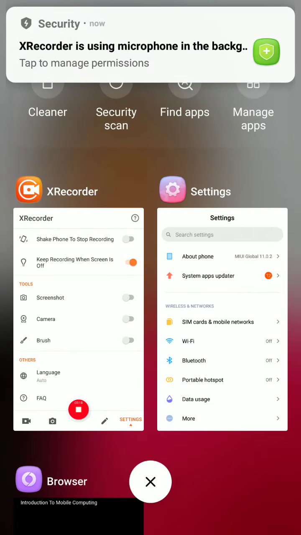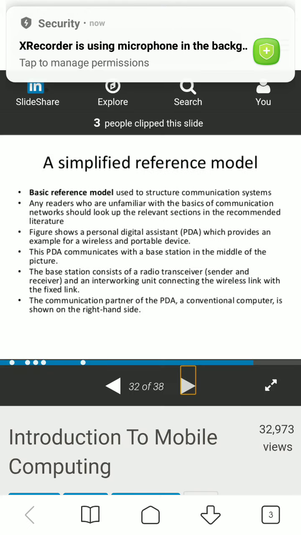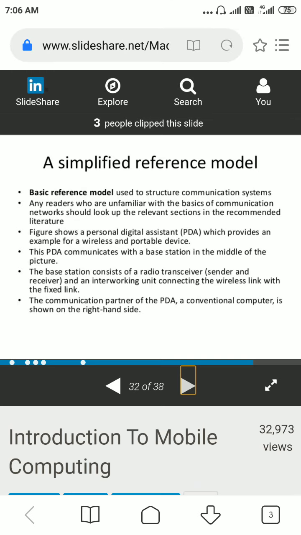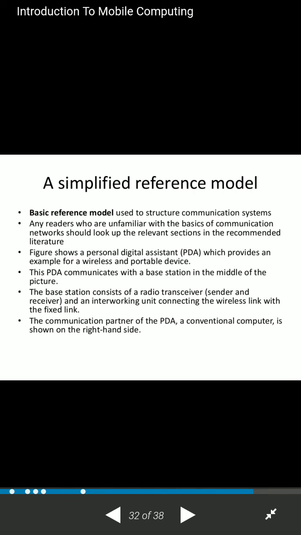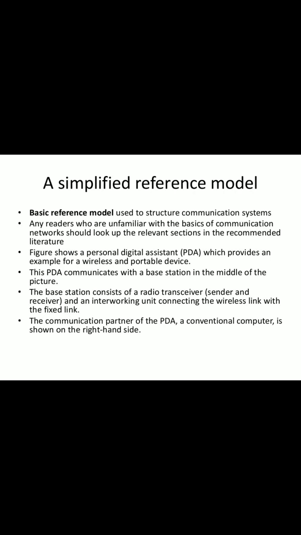In Unit 1, the second topic is the simplified reference model. What is the main purpose of learning about the simplified reference model? It is a structure for communicating between systems, mainly from one device to another device. We need to communicate between the two devices, right?